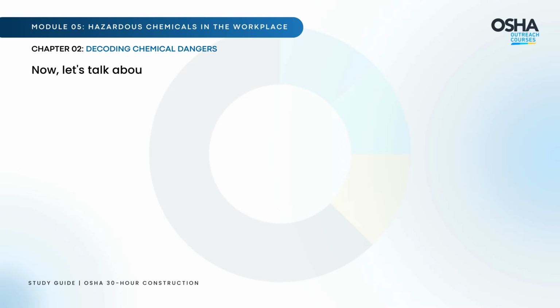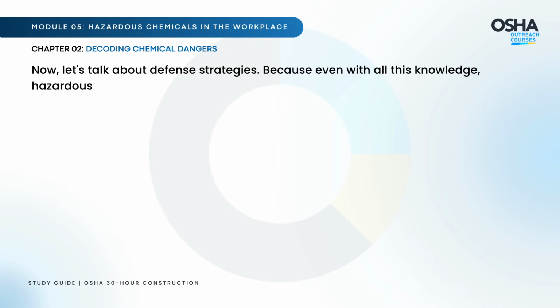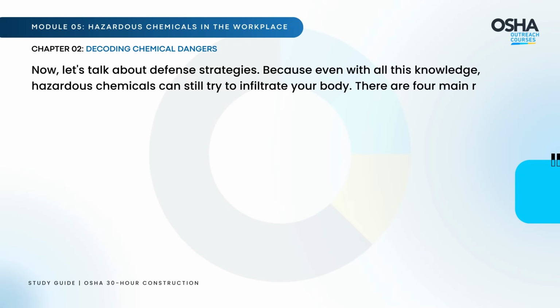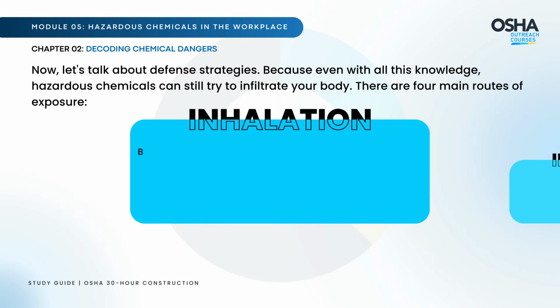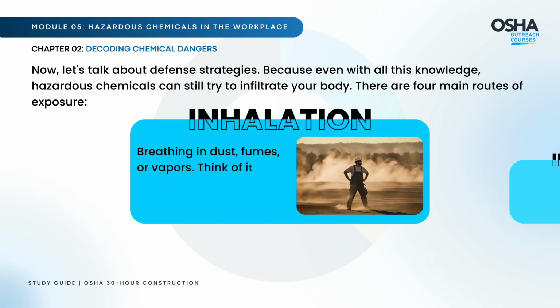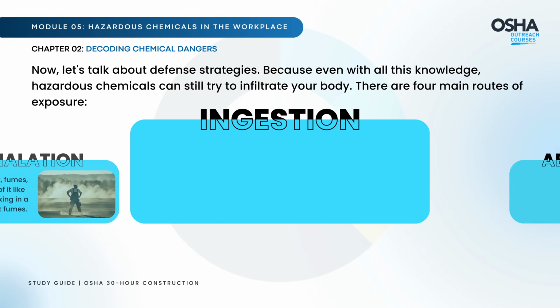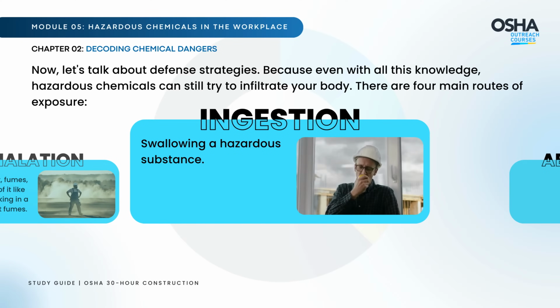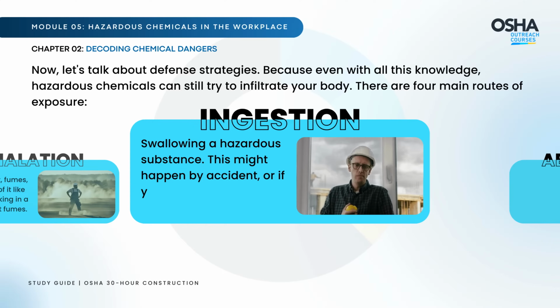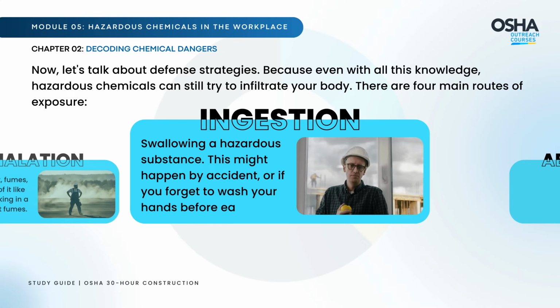Now, let's talk about defense strategies, because even with all this knowledge, hazardous chemicals can still try to infiltrate your body. There are 4 main routes of exposure. First, inhalation. Breathing in dust, fumes, or vapors. Think of it like accidentally sucking in a mouthful of paint fumes. Not pleasant. Then, ingestion. Swallowing a hazardous substance. This might happen by accident, or if you forget to wash your hands before eating. Yuck.